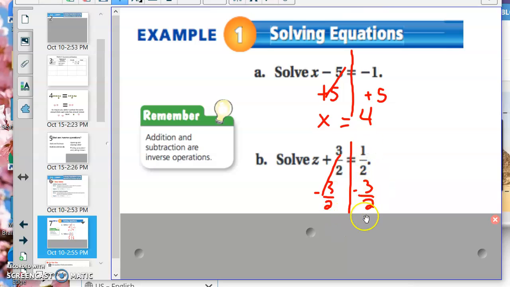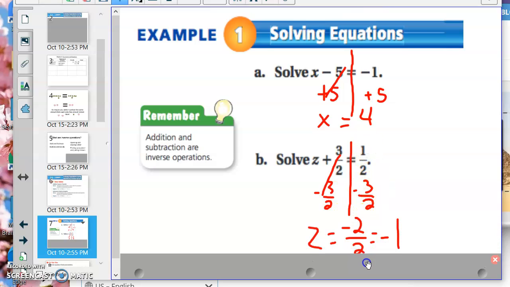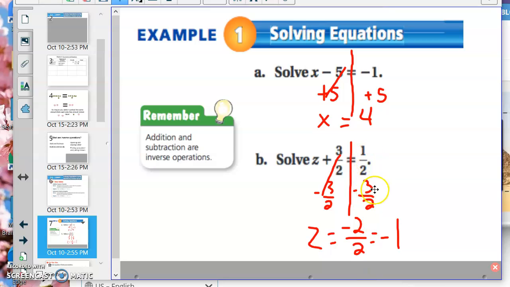And then on this side, remember, same signs, add and keep, different signs, subtract. So I subtracted 3 minus 1, and I kept the sign of the bigger number. That gives me negative 2 over 2, which of course simplifies to be negative 1.